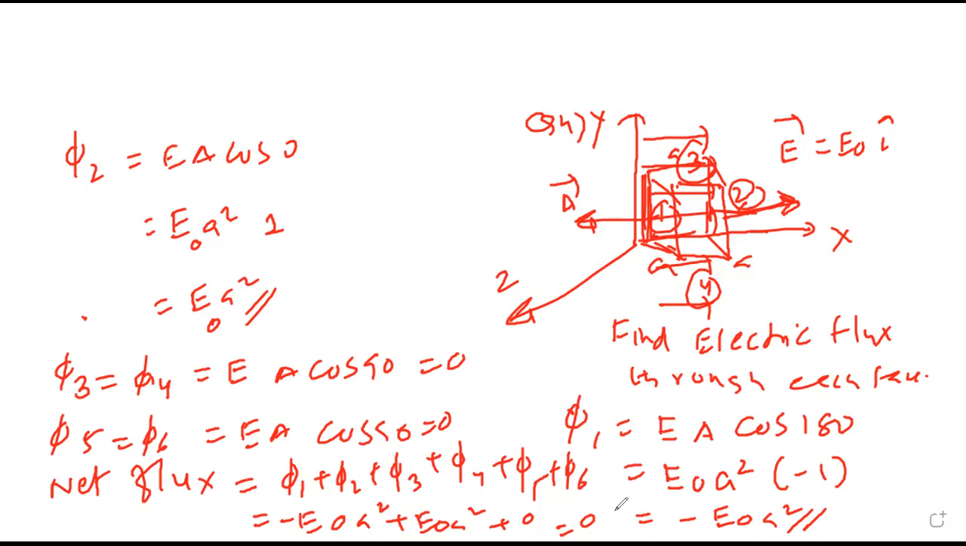So copy till the end. Any doubt in phi 1, phi 2, phi 3, phi 4, phi 5, phi 6? Can you repeat the last part? Flux phi 1 was minus E naught A square, phi 2 plus E naught A square, phi 3 is 0, phi 4 is 0, phi 5 and phi 6 are 0. So the total will become 0 because minus and plus get cancelled.